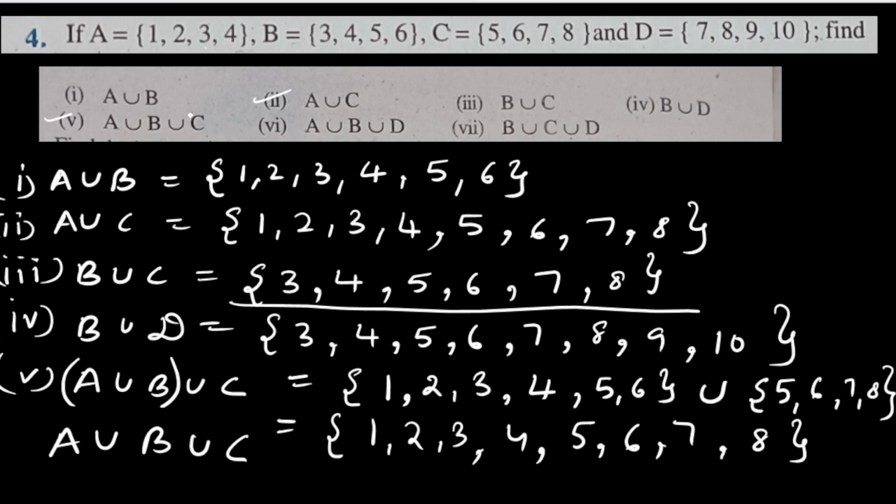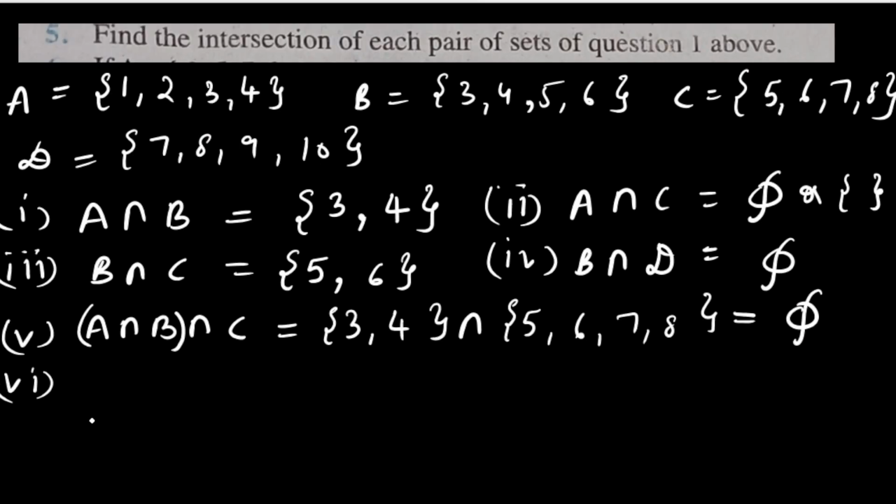We have done A intersection B intersection C. Now sixth part, A intersection B intersection D. You can also do it like this. Here also, with B intersection D also you can do, no issues.